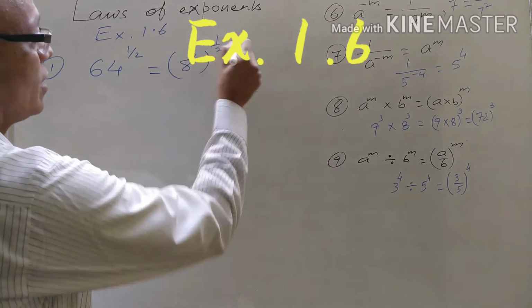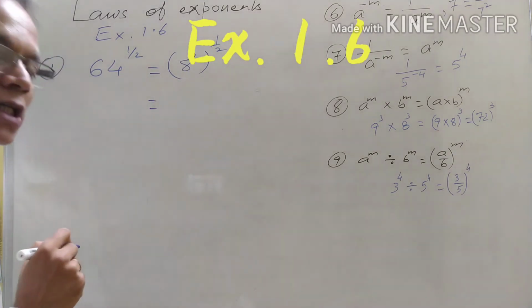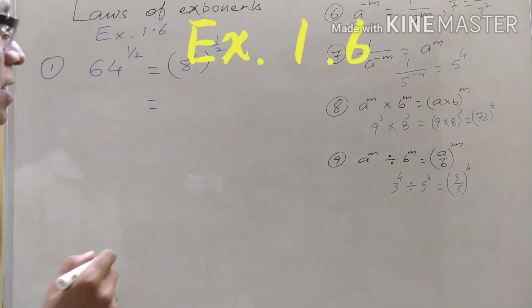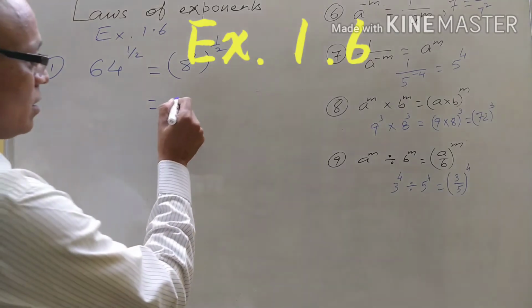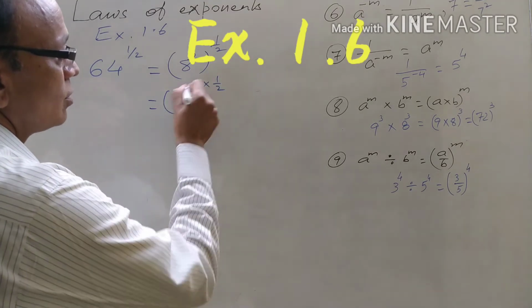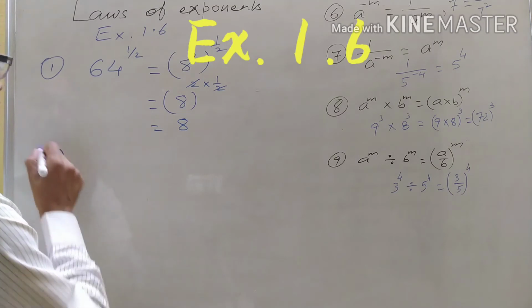So this will be 1 upon 2. We have studied the law of exponents, a to the power m to the power n becomes a to the power m into n. So this will be 8 to the power 2 into 1 upon 2. This 2 cancelled. This result becomes 8.